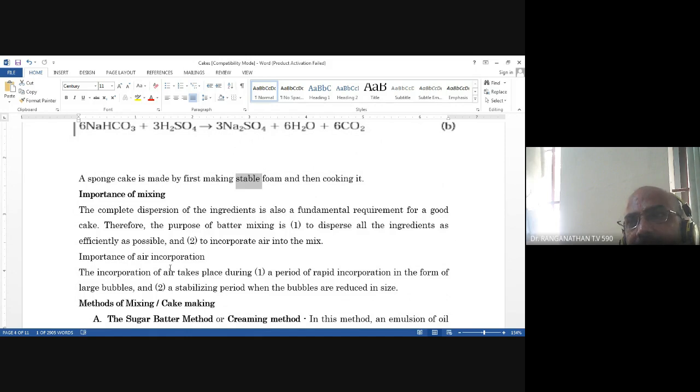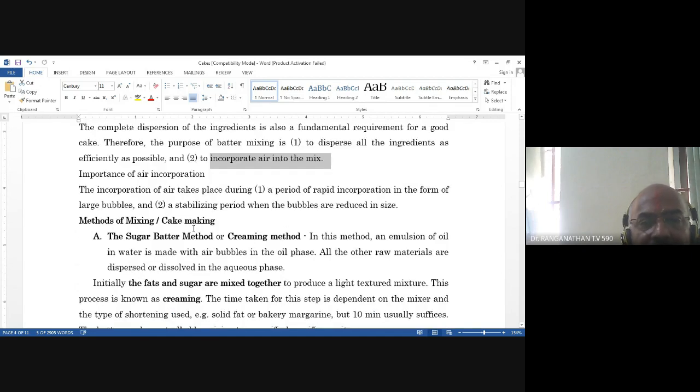What you are basically doing during the beating stage is incorporating air into the mixture, into the batter. While beating, the larger bubbles are broken down to small bubbles. You get a uniformly characterized batter. So complete dispersion of the ingredients and incorporation of air into the mix. These are the two things. Incorporation of air takes place during a rapid incorporation in the form of large bubbles and a stabilizing period where the bubbles are reduced in size.